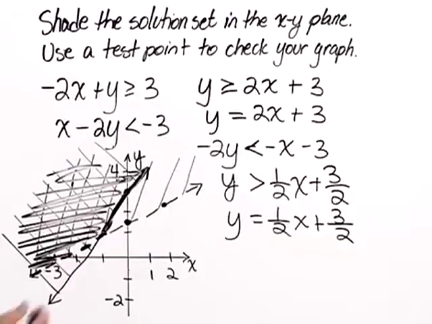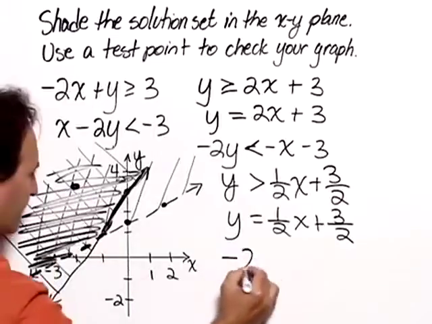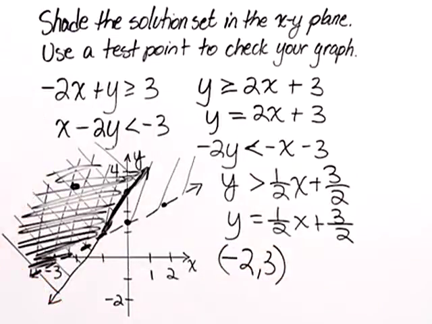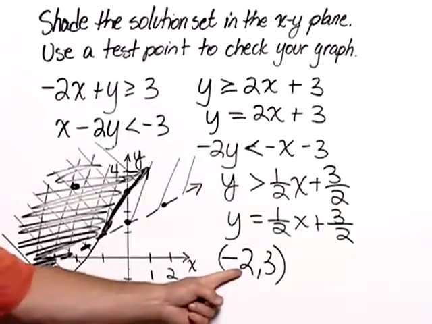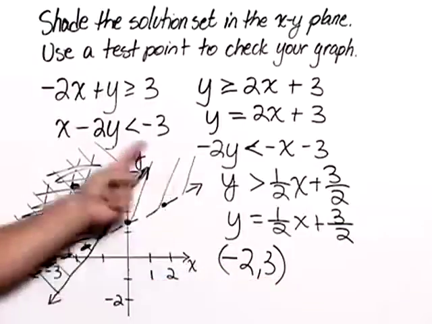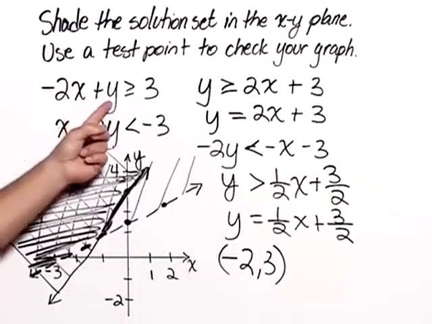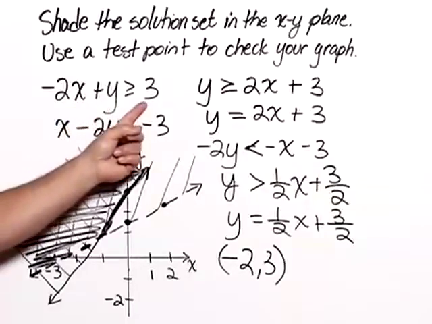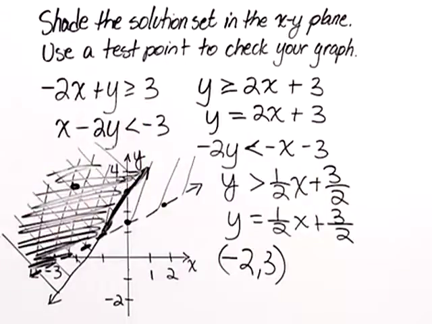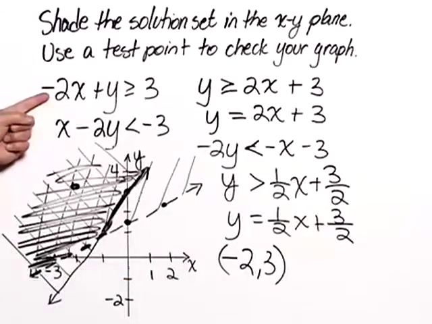Now, let's pick a point, a test point, to verify what we have. Let's pick this point right here, which is -2, 3. So I'm going to use -2, 3 as my test point. So what I do is I substitute -2 in for x and +3 for y. A -2 times a -2 is +4. Plus 3 is 7. 7 is certainly greater than or equal to 3. And therefore, our test point of -2, 3 satisfies the first inequality.